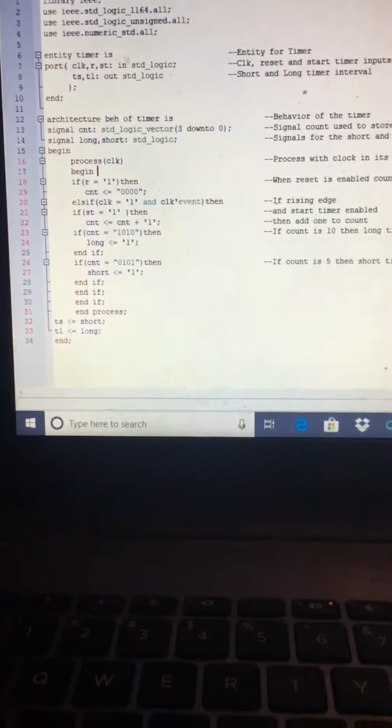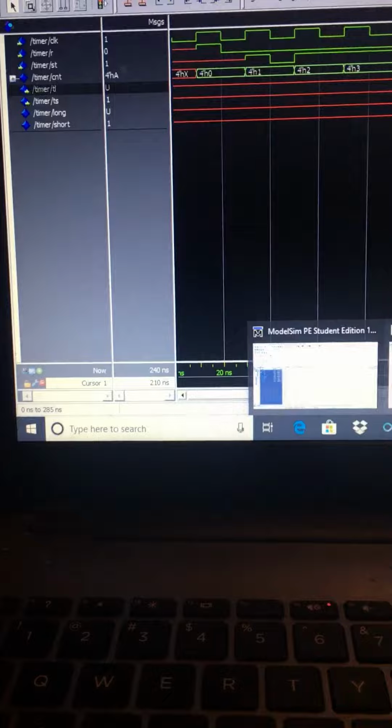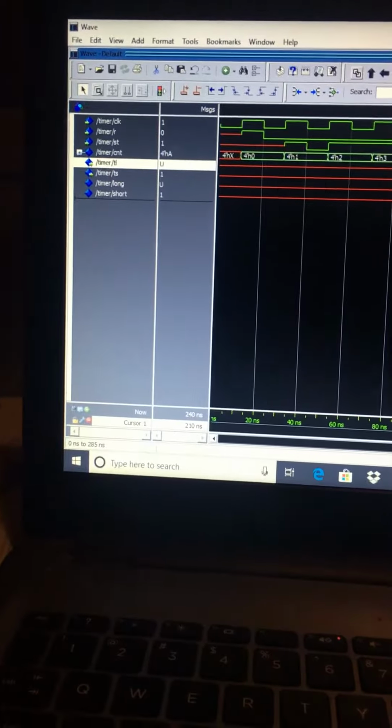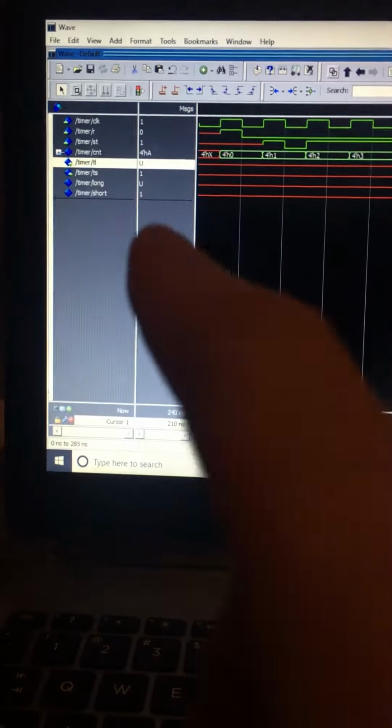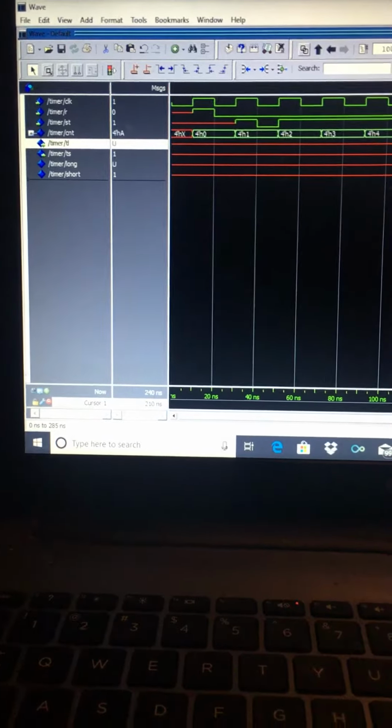I have right here the waveform for the timer, and as you can see, at the first rising edge, with reset enabled, it starts off at 0, and at the next rising edge with start timer enabled, it adds 1 to count.